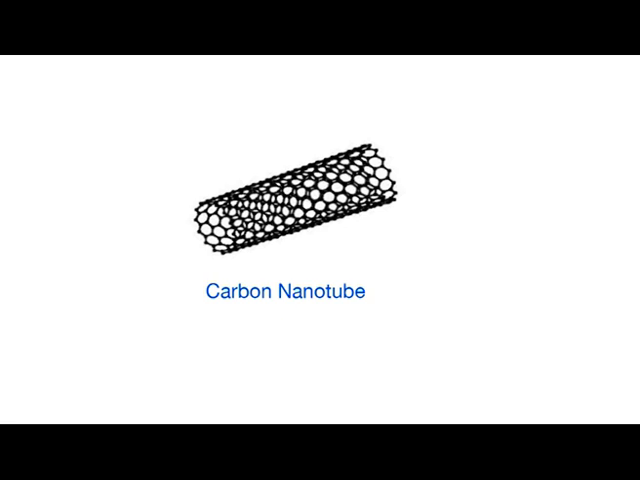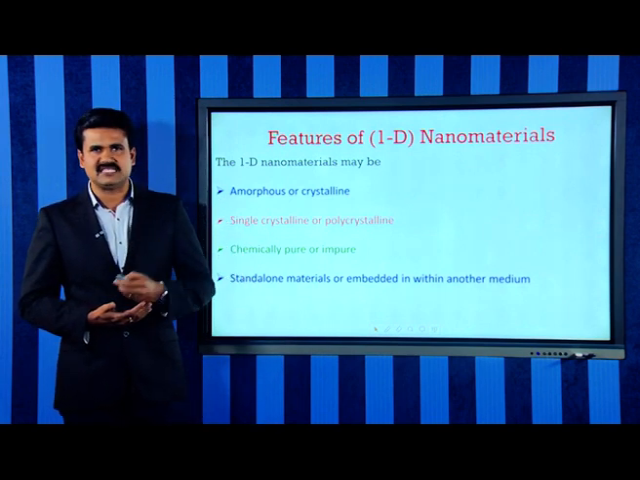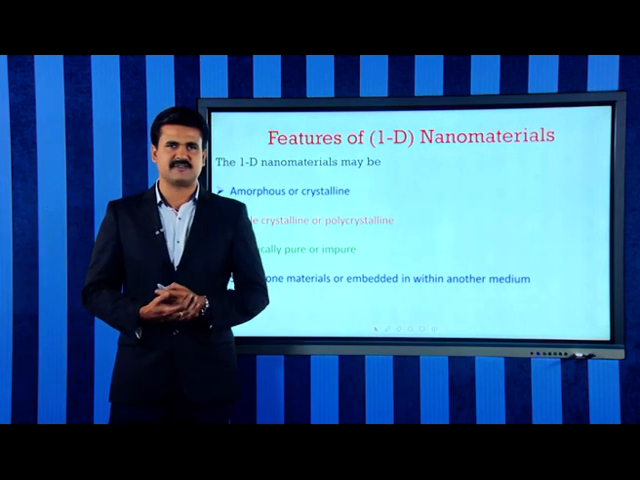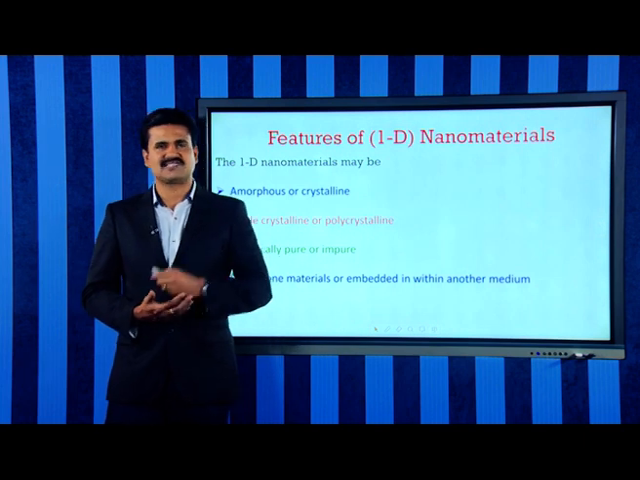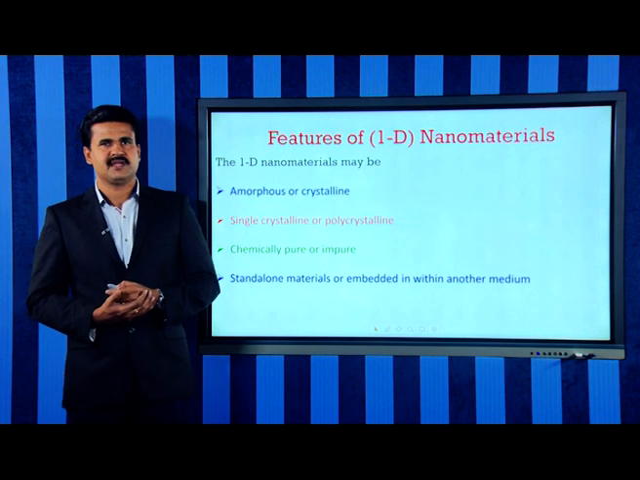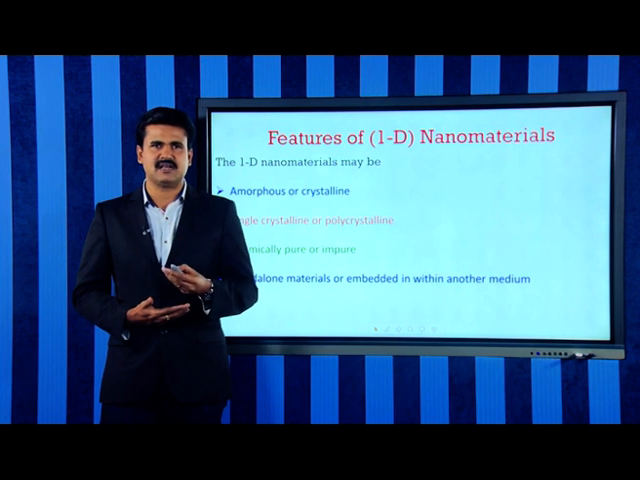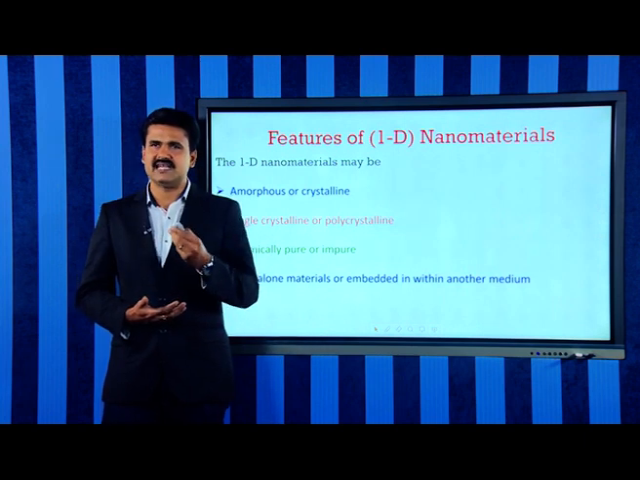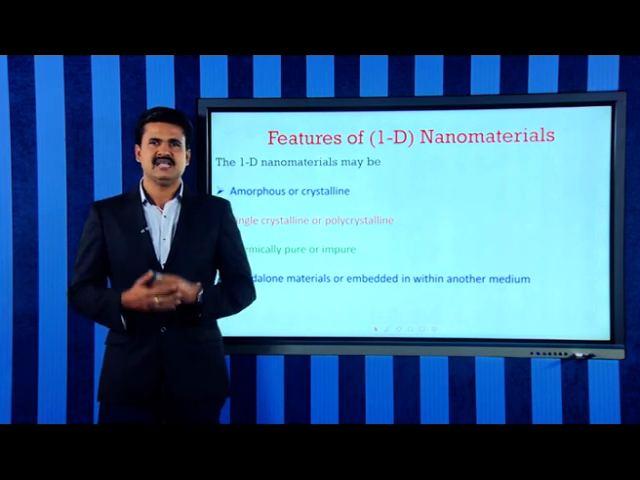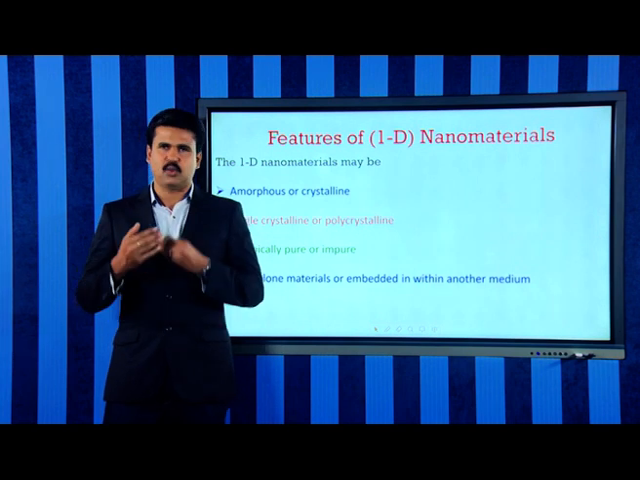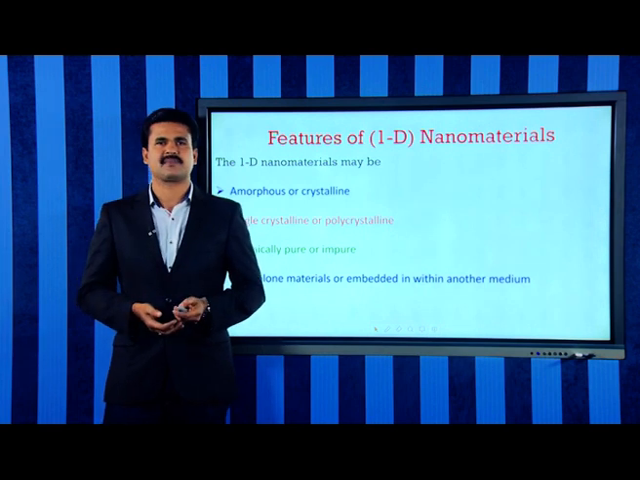And regarding the properties and features of one-dimensional nanomaterials, they have several similarities with zero-dimensional material that we learned earlier. Here also, the nanomaterial may be amorphous or crystalline, also single crystalline or polycrystalline. Chemically, they may be pure or may have the presence of impurities. They can exist as such or they may exist in connection with some other matrices.